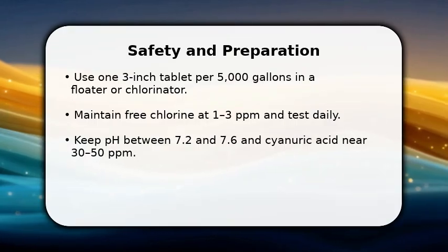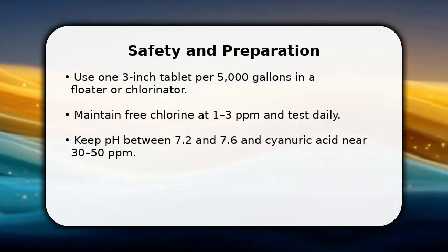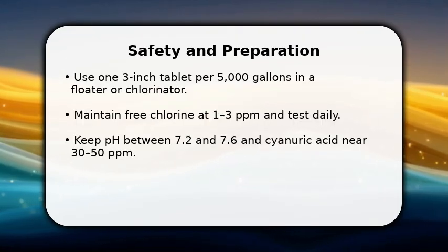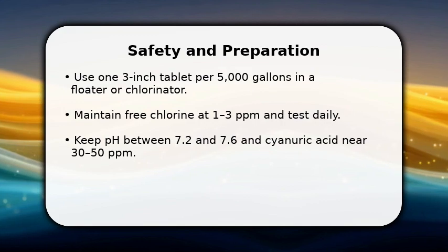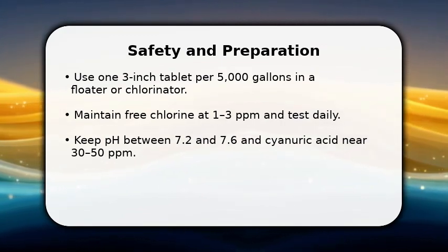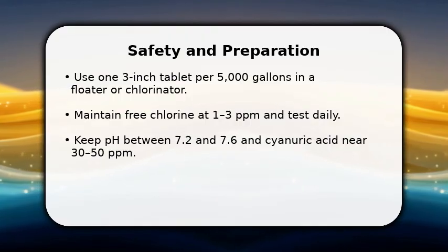Maintain free chlorine at 1-3 ppm and test daily, adjusting dosage if levels drop. Keep pH between 7.2 and 7.6 and cyanuric acid near 30-50 ppm to optimize sanitizer efficacy and prevent irritation.